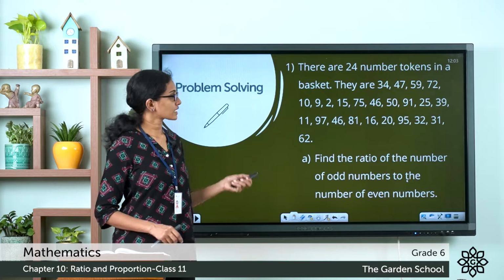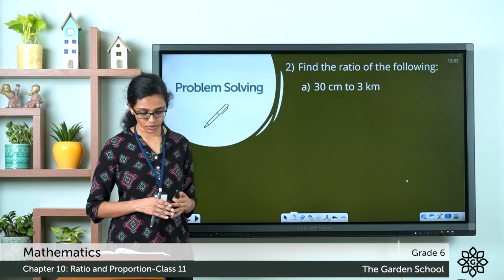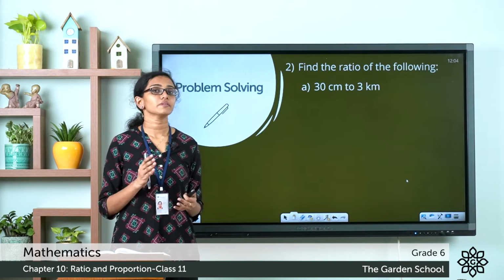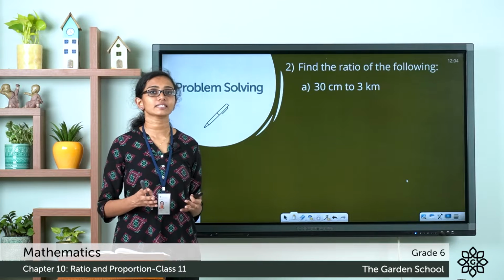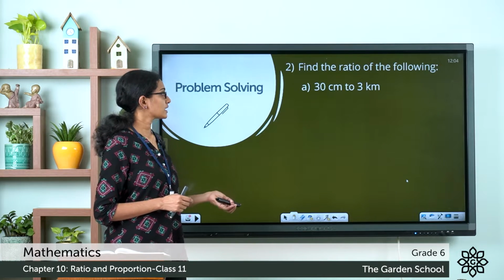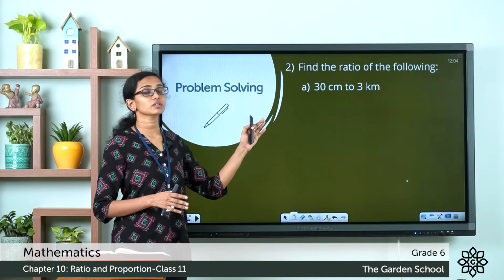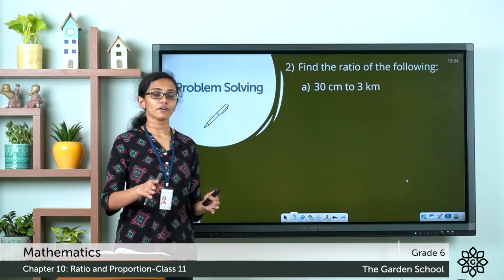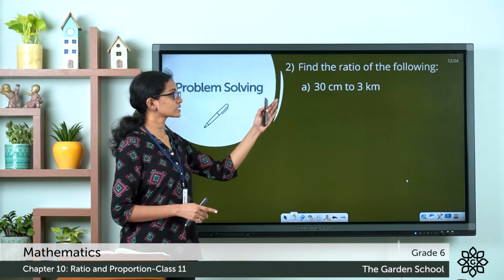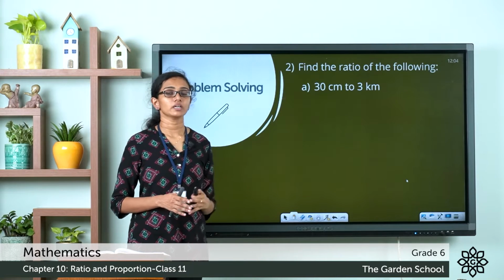Now, the second question says find the ratio of the following. You are given 4 questions there. So as an example, let's discuss the first one. It says you have to find the ratio of the following. The first one: 30 centimeter to 3 kilometer. You have to write the ratio of 30 centimeter to 3 kilometer.